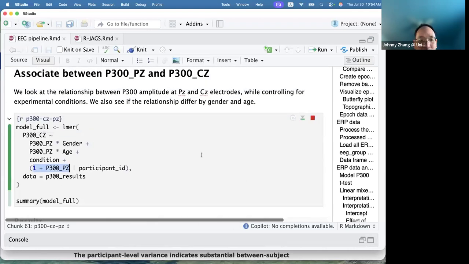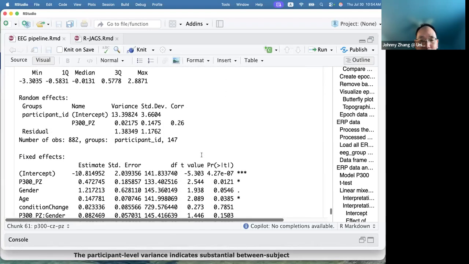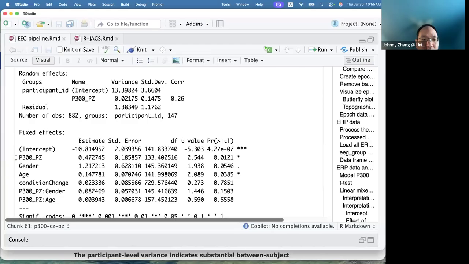And you can look at the results. Notice that the P300 are correlated with each other. This makes sense because we observe P300 around the same time for both channels. And notice after controlling for this, age is a significant predictor. Okay.